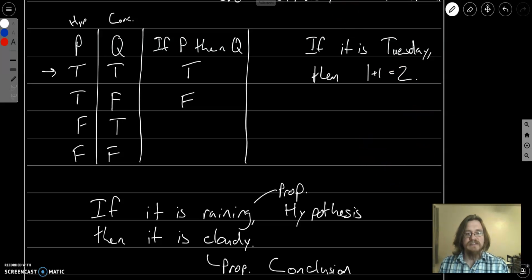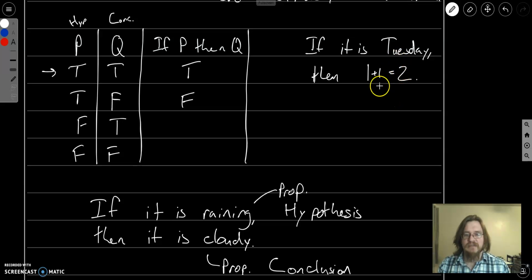This doesn't really mean anything, because if you were to look at this on a Tuesday, the hypothesis would be true and the conclusion would be true, so the implication is true. But the day of the week doesn't change what numbers are equal to which other numbers. So this doesn't really have much use. It doesn't have much meaning. But on Tuesdays, this is true.